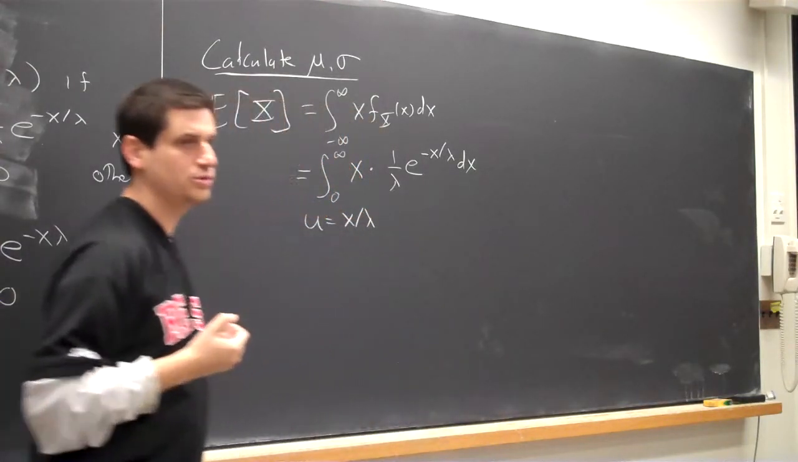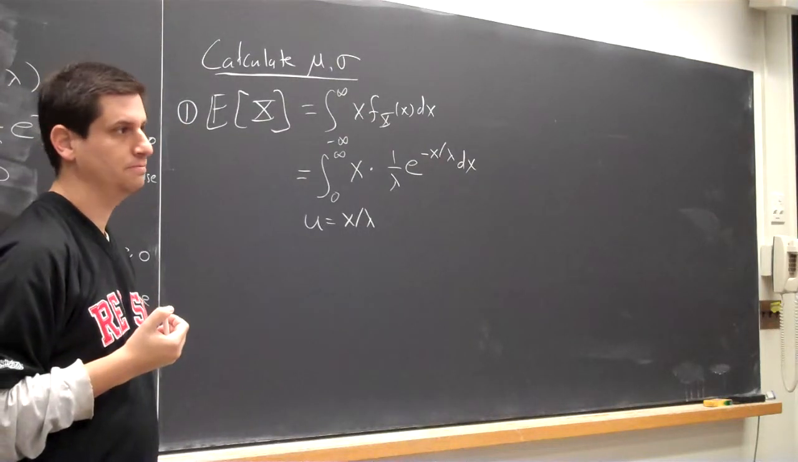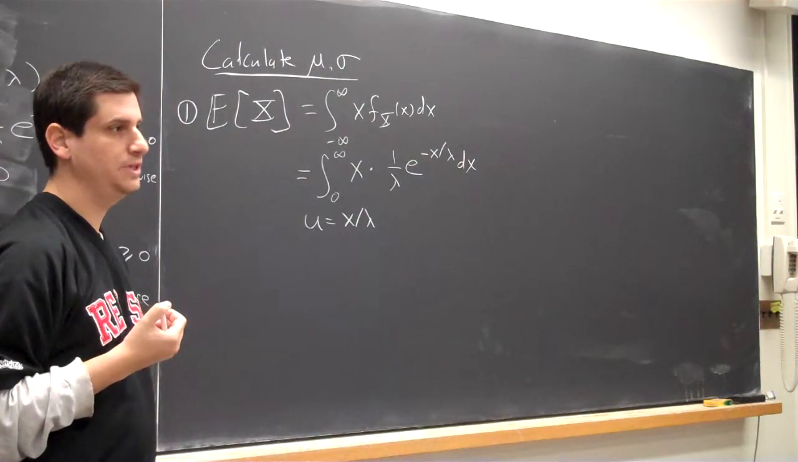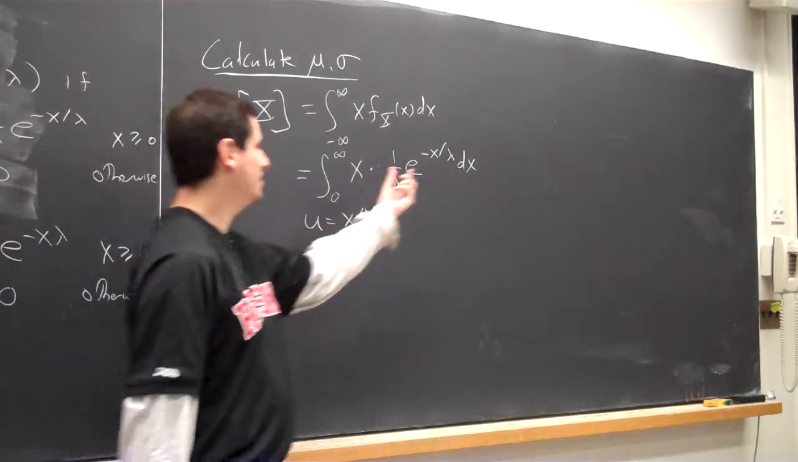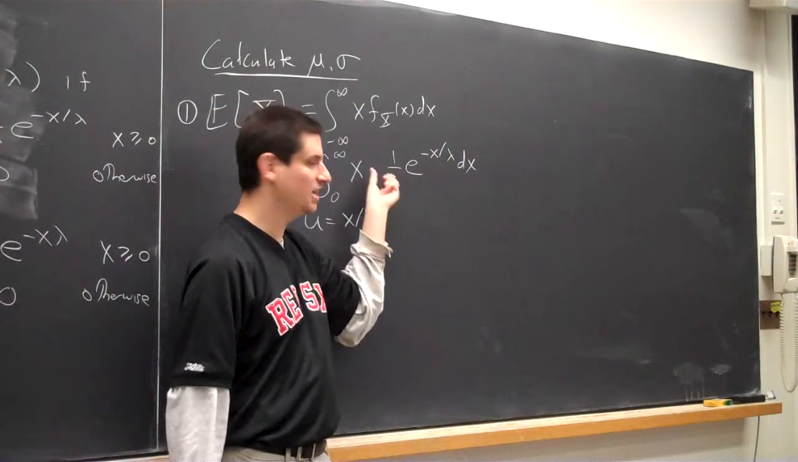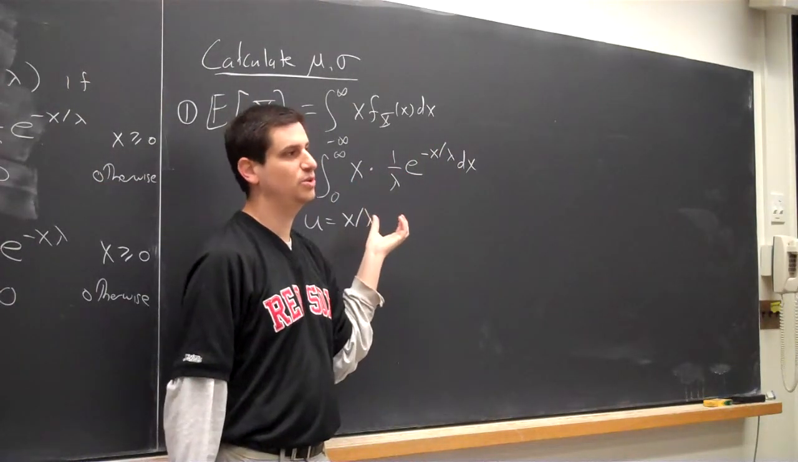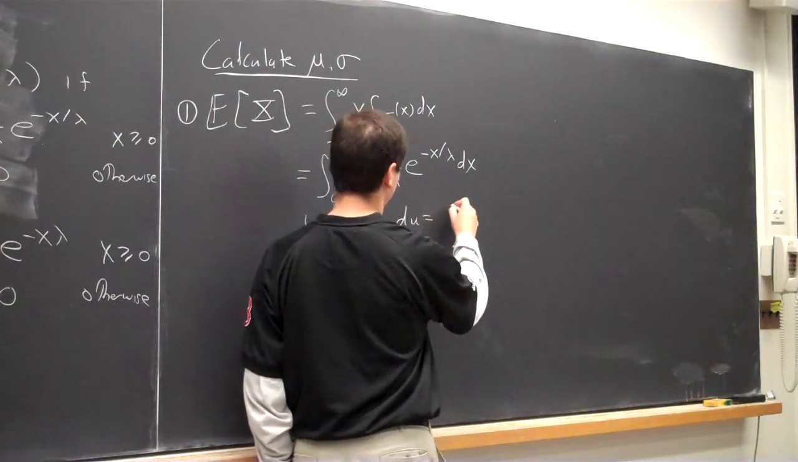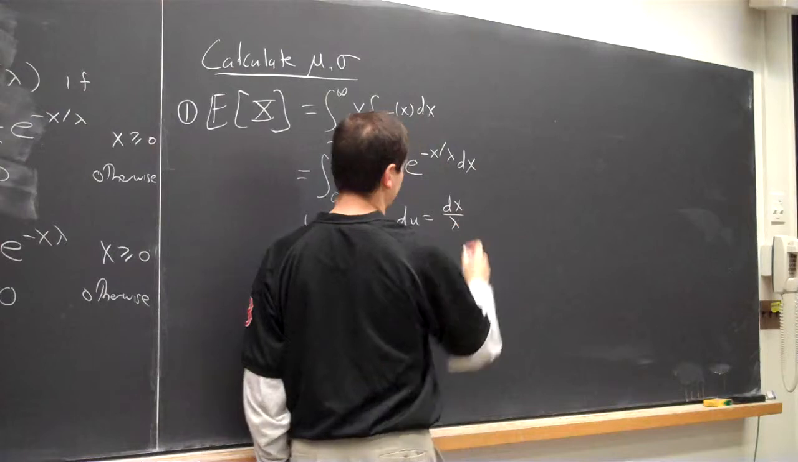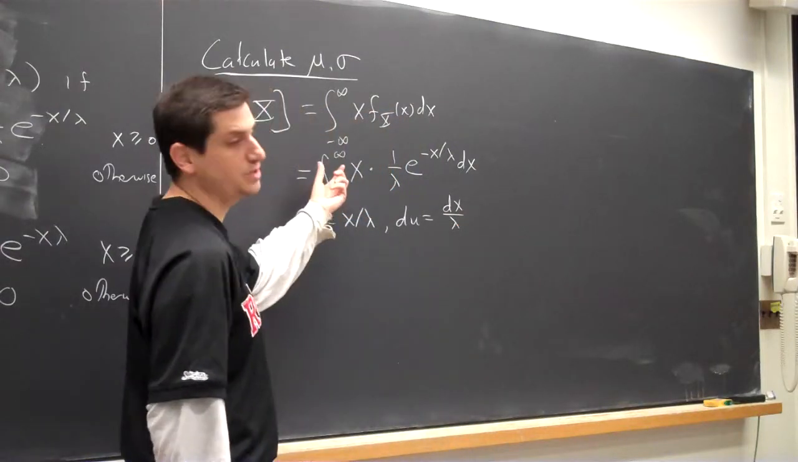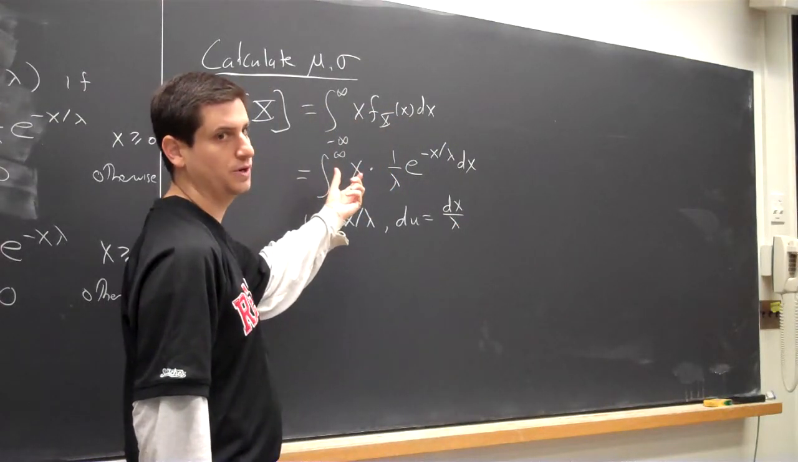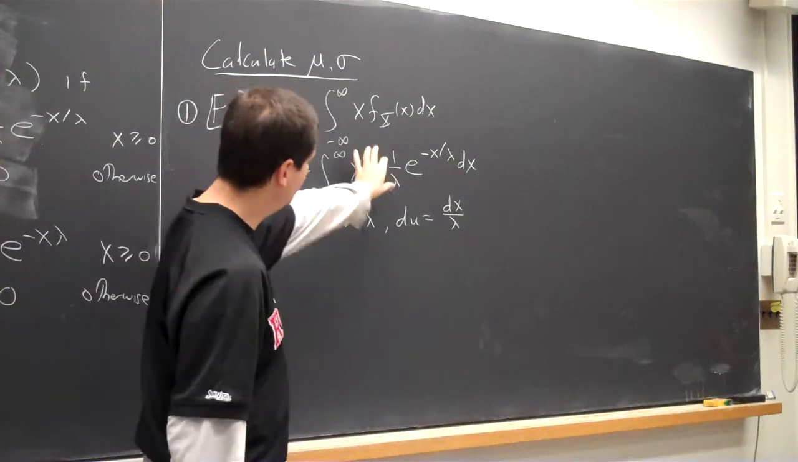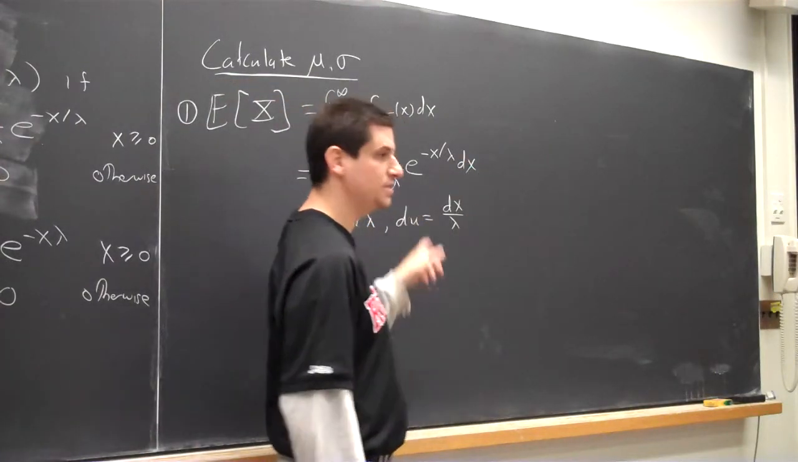Could I use u equals just x? It'll just make things a little bit more of a pain later. I've got an x over lambda here, I've got an x over lambda here. Let's just let u equal x over lambda. So u equals x over lambda, du is going to be dx over lambda. The range for u is going to be the same as the range for x. So this will become a u, dx is going to become a lambda du.